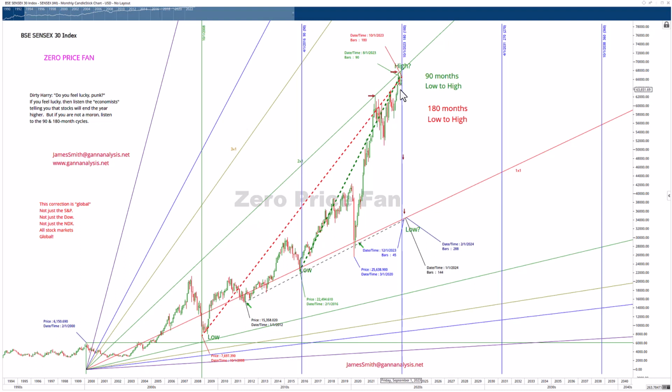And again, I don't care if you're talking the FTSE, the Nikkei, the Dow, the Sensex. Globally, stock markets are going to get crushed. This is going to be worse than you can possibly imagine.